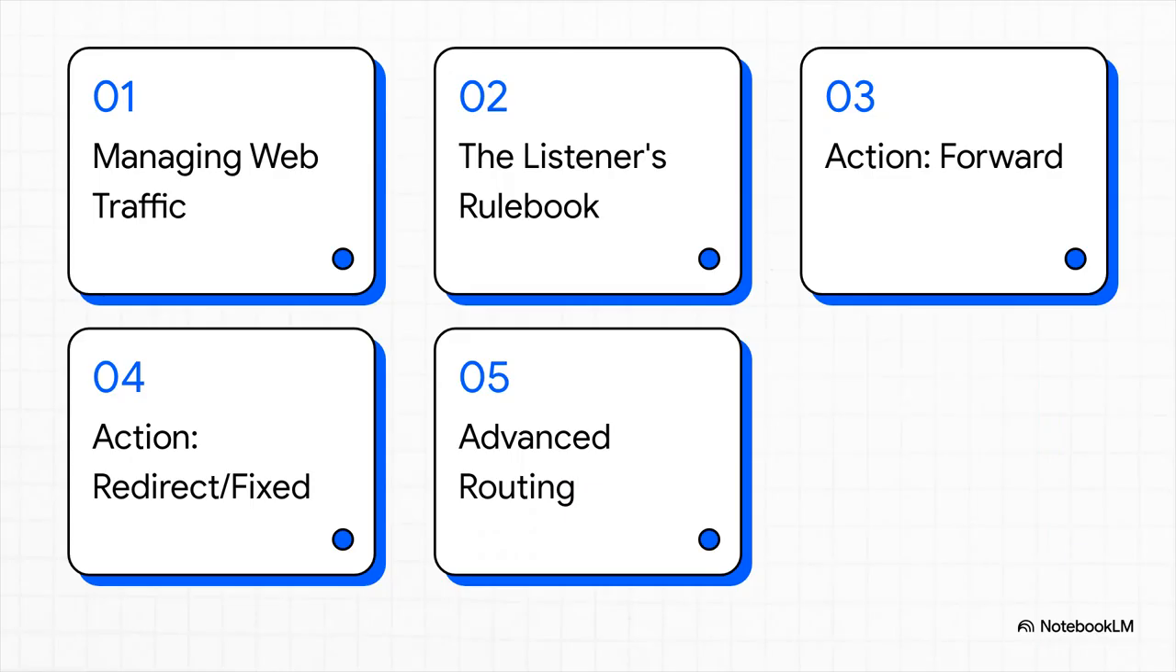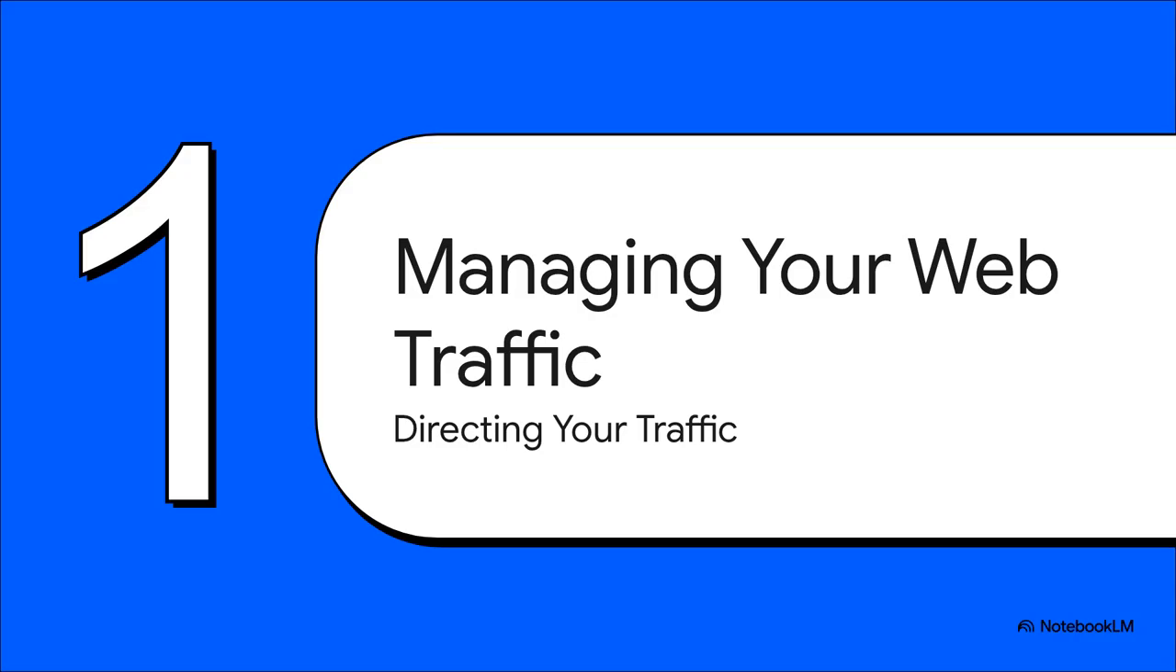Okay, so here's how we're going to break this down. First, we'll talk about the actual problem we're trying to solve. Then we'll get into the nitty-gritty of how an ALB actually makes its decisions. After that, we'll look at what it can do with those decisions, like forwarding traffic. And then we'll wrap up with some really powerful advanced techniques. So let's start at the beginning.